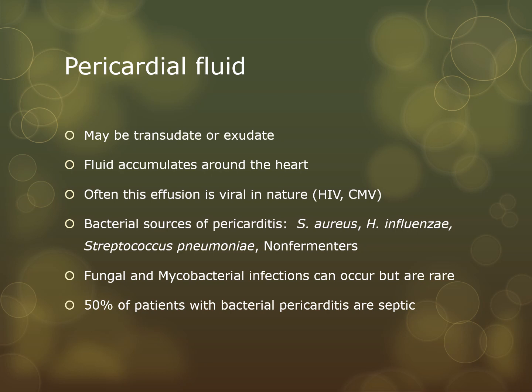Bacterial sources of pericarditis would be Staphylococcus aureus, Haemophilus influenzae, Streptococcus pneumoniae, and some non-fermenters. Now, fungal and mycobacterium infections can occur, but they are pretty rare. And 50% of patients with bacterial pericarditis are septic as well.